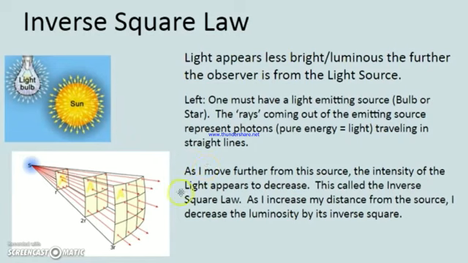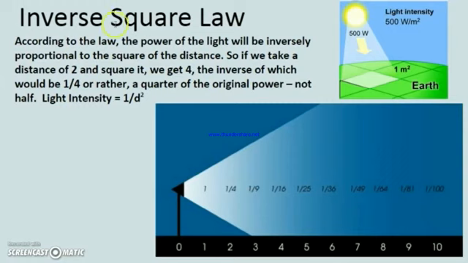As you move further from the source, the intensity of the light appears to decrease. This is called the inverse square law. As I increase the distance from the source, I decrease the luminosity by its inverse square, or the object appears less bright the further I get from it. So here's how it works. According to the law, the power of the light will be inversely proportional to the square of the distance.